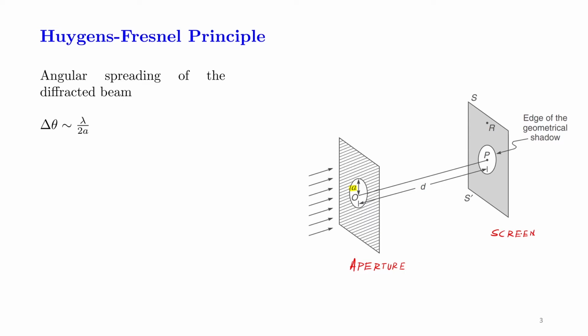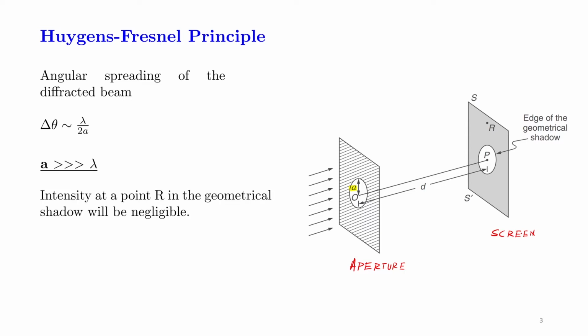Let us consider the case where a is very much greater than lambda. In this case, the intensity at a point r in the geometrical shadow will be negligible. When a is very much greater than lambda, the secondary wavelets emanating from different points on the circular aperture beautifully interfere to produce almost zero intensity in the geometrical shadow and large intensity inside the circular region.